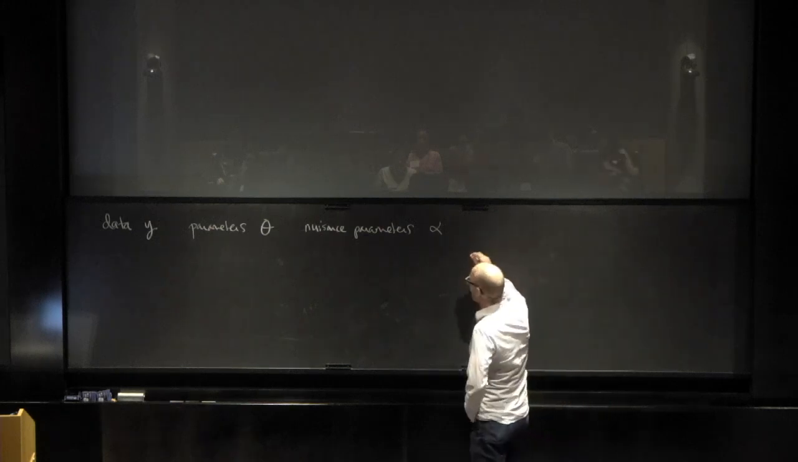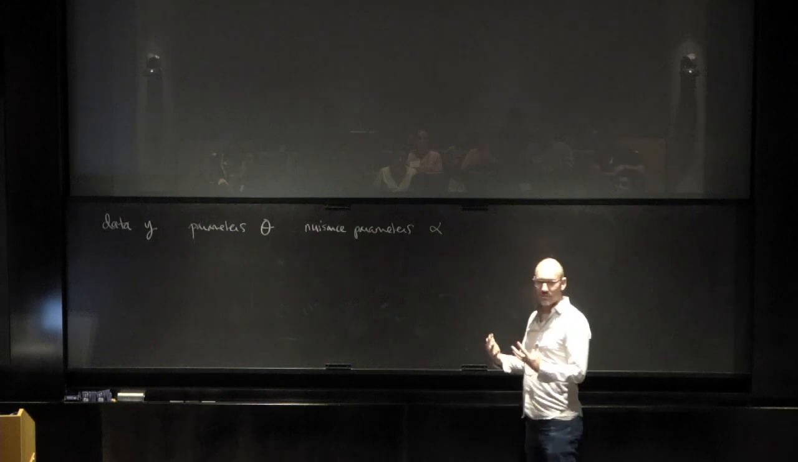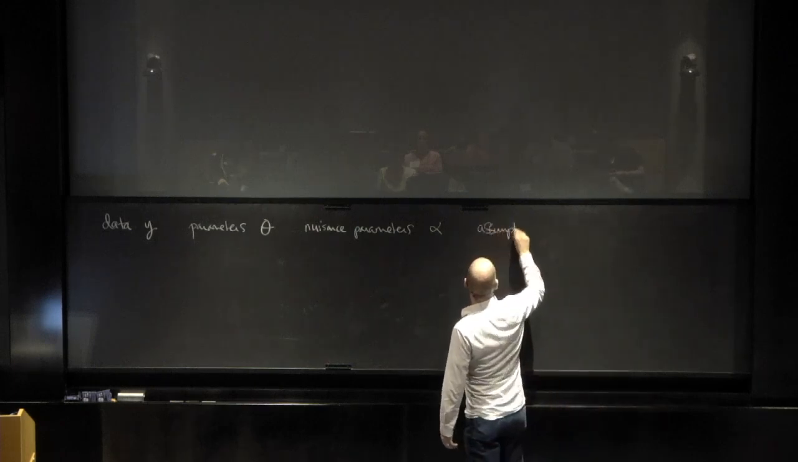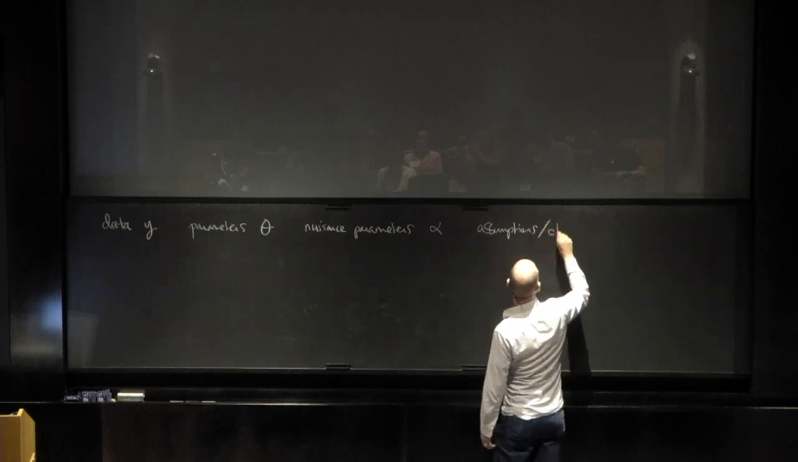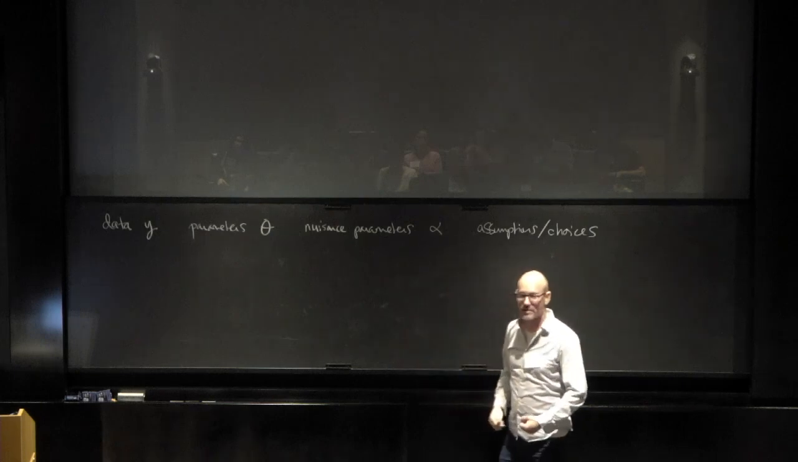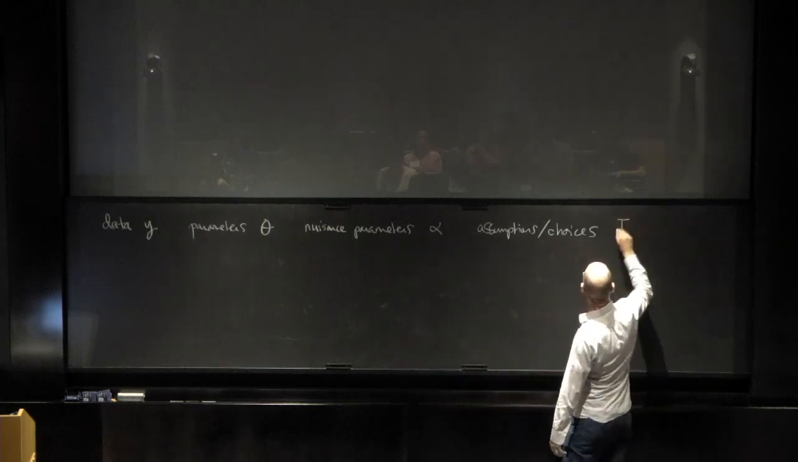And then there's going to be some ball of assumptions in your model. So there's going to be a set of assumptions, or you might call them choices, because your assumptions are the things you choose for your data analysis. And I'm just going to denote that by a capital I.